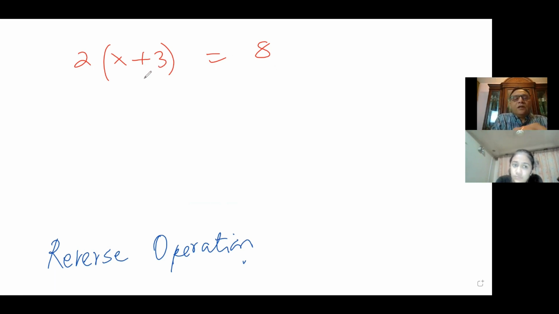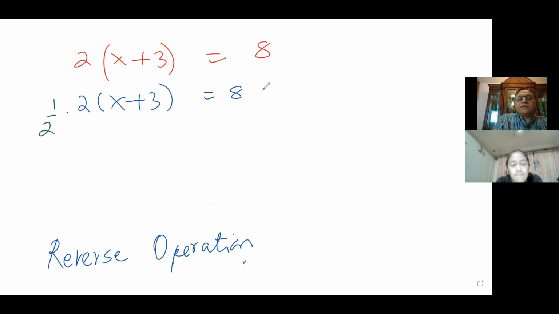So we have 2 times (x plus 3) equals 8. We are going to divide both sides by 2. That means multiplication by half. You get the idea? So once you do this, that 2 cancels with 2, it becomes 1, and you are left with x plus 3 on your left-hand side, correct? And you have 8 divided by 2, which is 4.